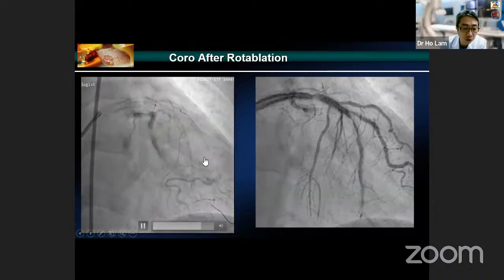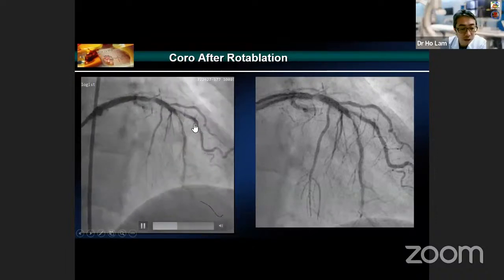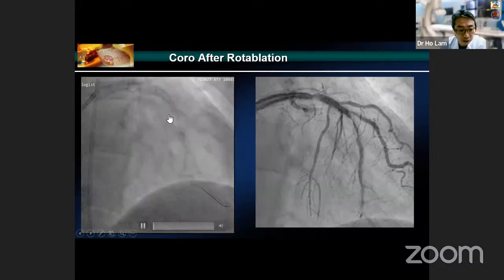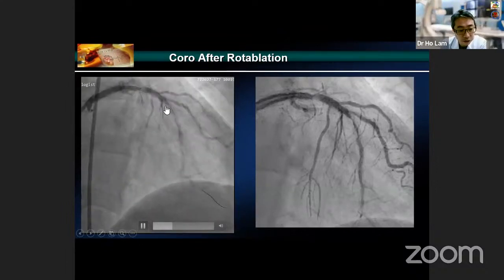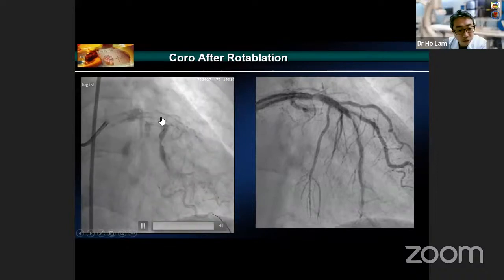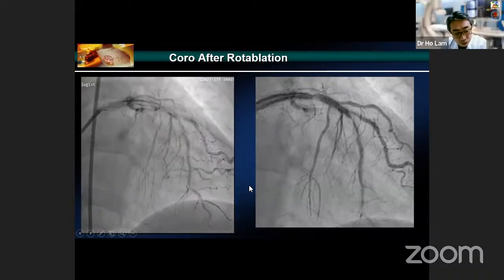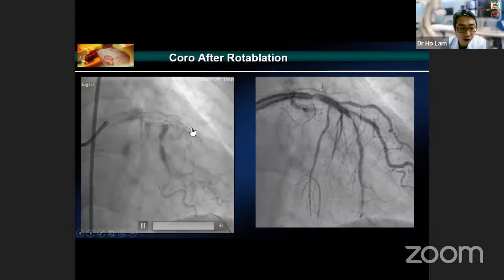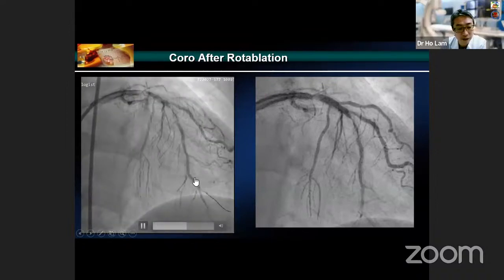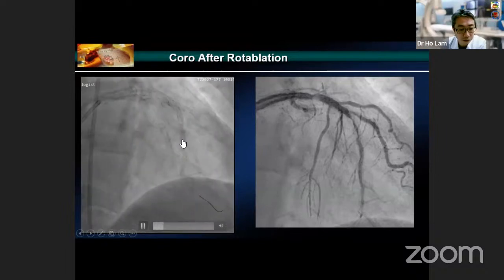In the usual situation, if it's not a CTO, it's okay, you can remove it. However, in a situation like this case, if it's a CTO and I remove the wire, wire the diagonal and do the rotablation, maybe there's a 5% chance I cannot rewire the LAD, and then the whole procedure will look very stupid.